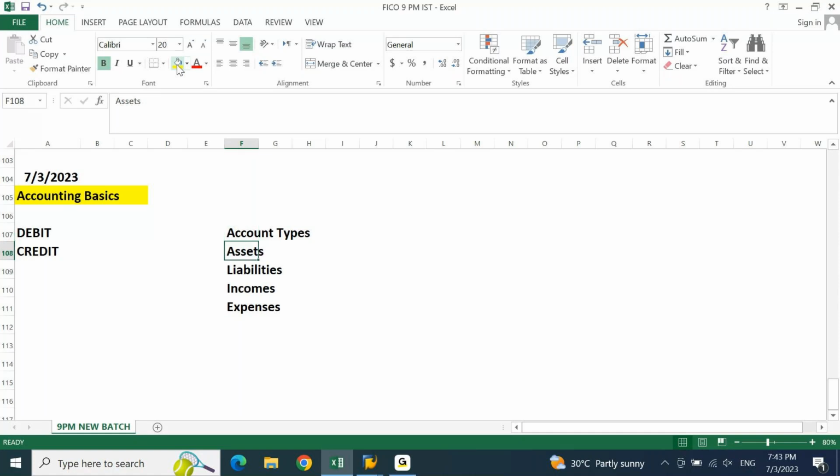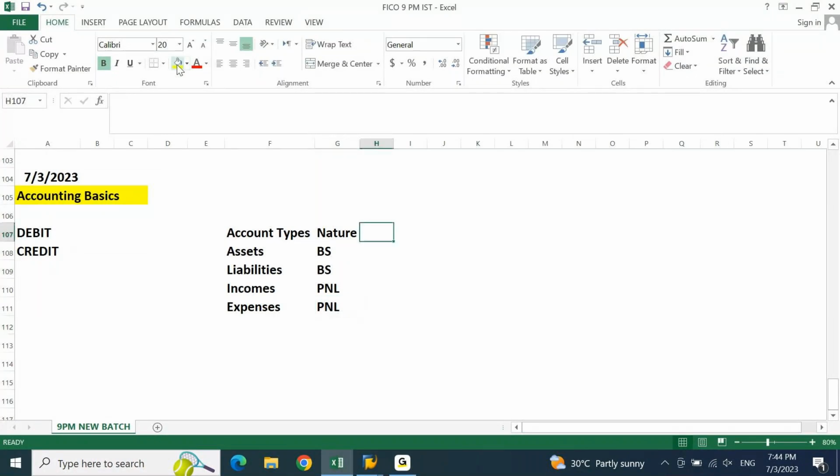Next, against account type, I am going to write nature. What is the nature of asset? Is this a P&L account or a balance sheet account? Asset is a balance sheet account. Liability is a balance sheet account. Let me put BS, which represents balance sheet. Next one, income. Income is a P&L account. I will write P&L here. And the next one is expense. Expense is also a P&L account. Let me write P&L here.